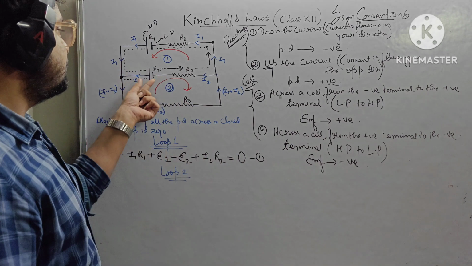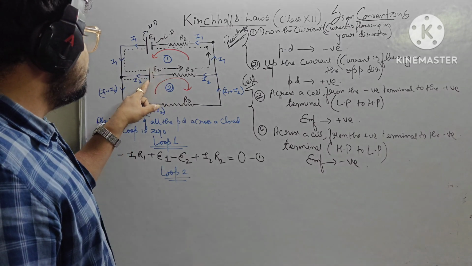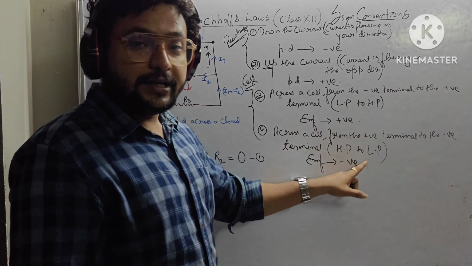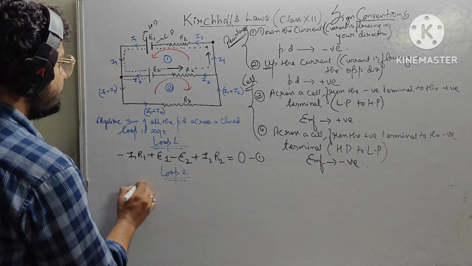Now over here, this is the first potential difference that I will face. This is E2. We are crossing the positive terminal first, then the negative. So EMF will be with negative sign. So minus E2.